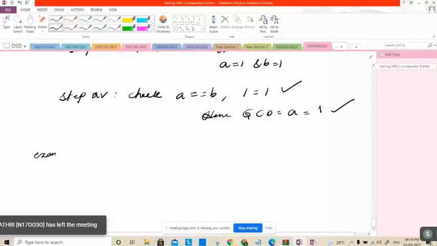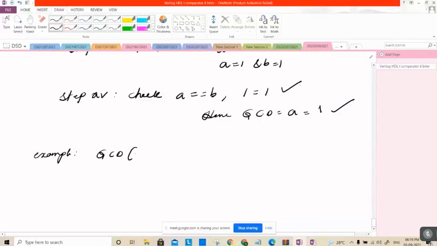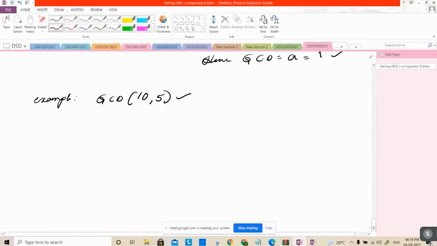Another example, GCD of n comma 5. A is equal to 10. B is equal to 5.